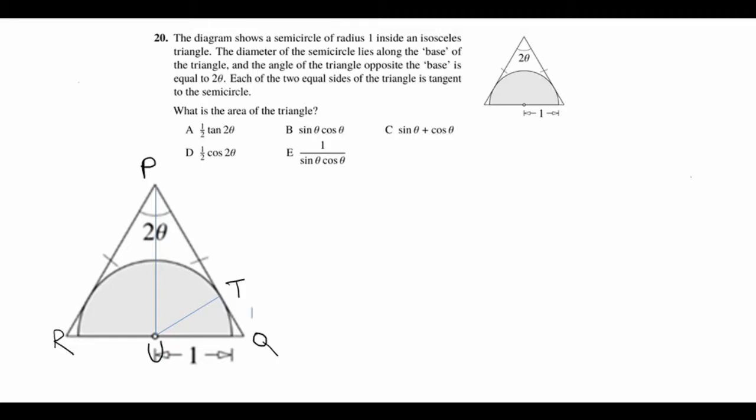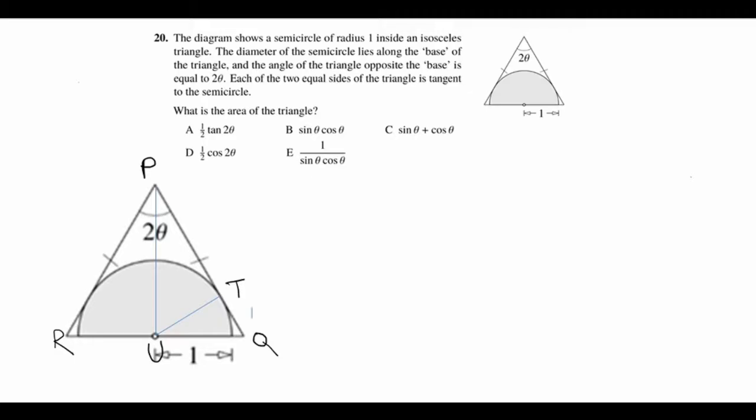Okay, so question 20 is, the diagram shows a semicircle of radius 1 inside an isosceles triangle. The diameter of the semicircle lies along the base of the triangle, and the angle of the triangle opposite the base is equal to 2 theta. Each of the 2 equal sides of the triangle is tangent to the semicircle. What is the area of the triangle?